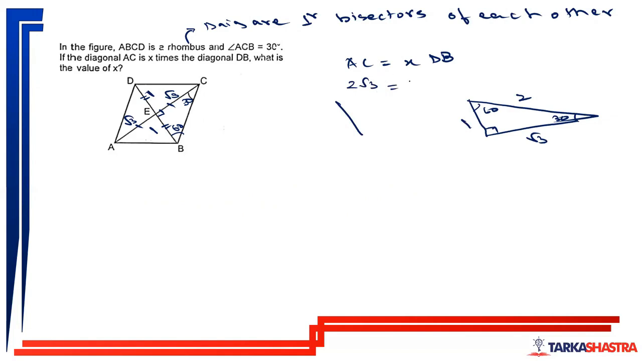And DB is how much? 1 plus 1. So this 2 gets cancelled. X is equal to root 3. This is what we understand. This is how we find out the value of X. Okay, moving forward.